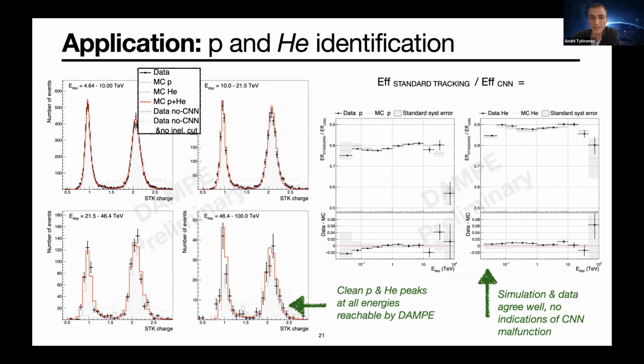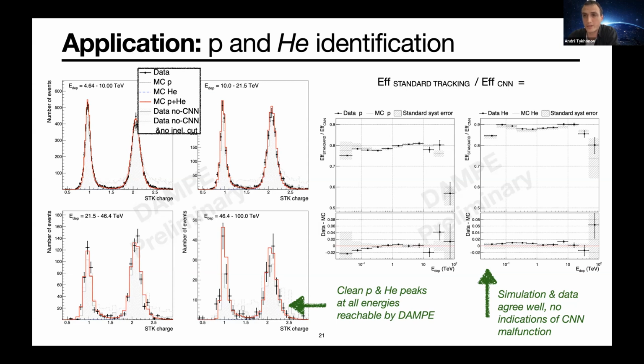So you can see how much cleaner, even by eye, the proton and helium signatures we can get from the data. And then on the right-hand side plot, we also compare efficiencies with the standard tracking and with the developed CNN algorithm. So we can take the ratio of two efficiencies and compare data and Monte Carlo. And you can see that this data-Monte Carlo difference is within 1–2%, and it falls conservatively within the systematic error bound.